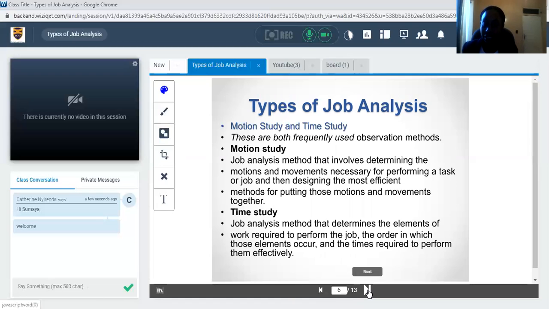There's the motion study and also the time study. The motion study is the job analysis method which involves determining motions and movements necessary for performing a task or job, and then designing the most efficient method for putting those motions and movements together. The time study is the job analysis method that determines the elements of job requirements to perform the job, the order in which these elements occur, and the times required to perform them effectively.